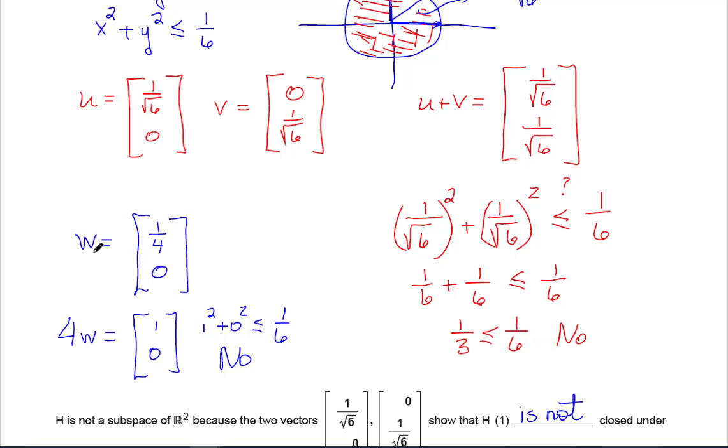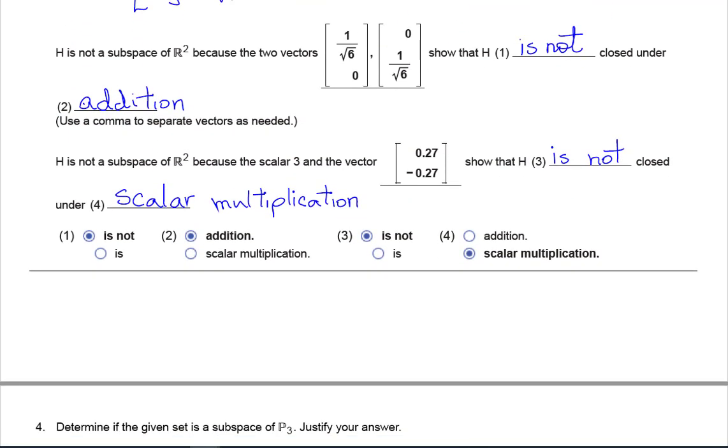Is it closed under scalar multiplication? Well, if I picked 1/4, 0, that does live within the circle. You can check that. But what about 4 times it? That scalar multiple clearly does not live in there because 1 is not less than or equal to 1/6. All right.